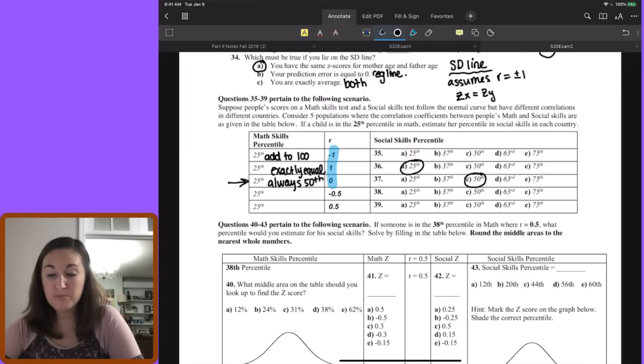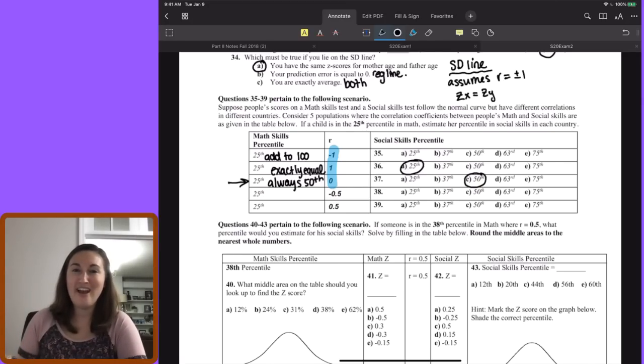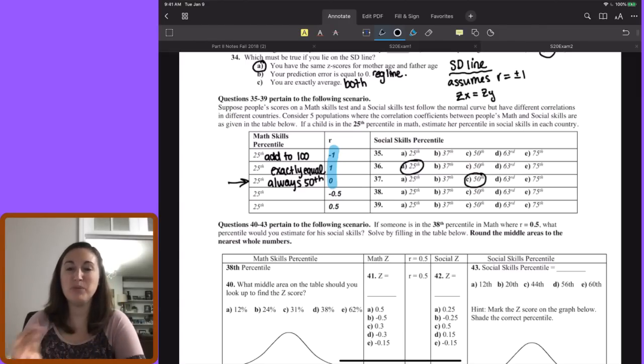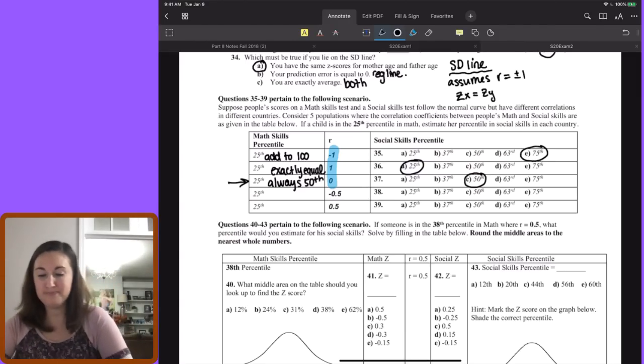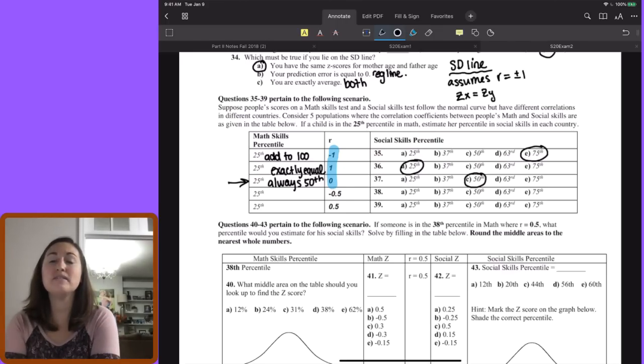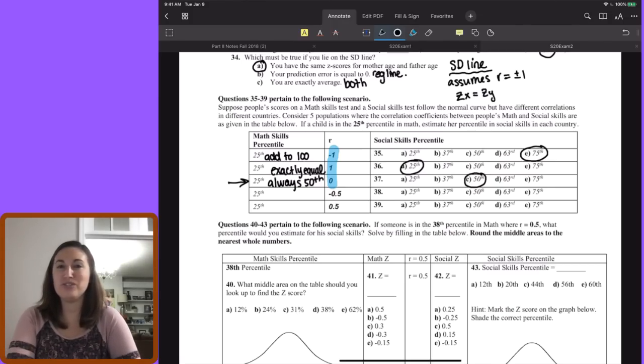So if you're in the 25th percentile for math and there's a perfect negative correlation, then your other percentile has to, if you do 25 plus that, it has to give you 100. So this has to be 75th. So we can always make these predictions super quickly for r equals 1, r equals -1, and r equals 0.